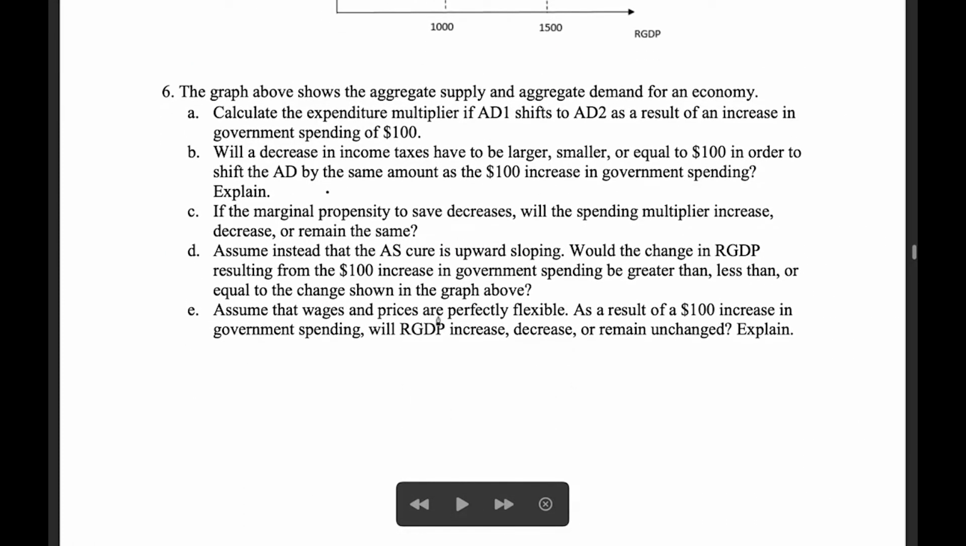Assume the wages and prices are perfectly flexible. Oh, so they can change very easily. That's what perfectly flexible means. It means I can change them very easily, no hassle at all. As a result of a $100 increase in government spending, will RGDP increase, decrease, or remain the same?